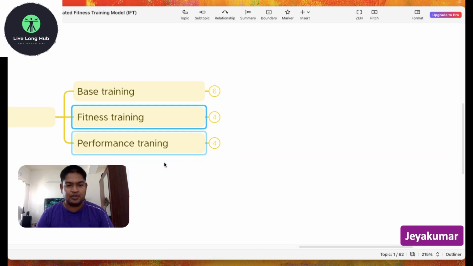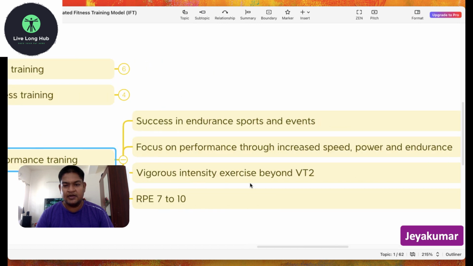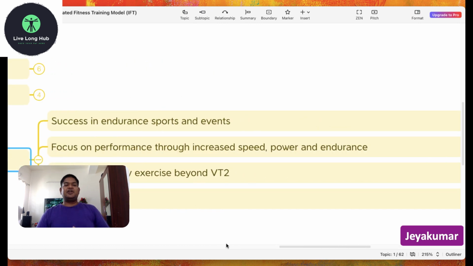The third training is going to be performance training. Basically this is required to ensure success in endurance sports and events like a marathon or any athletic events. So this is for the athletes, and it is going to improve their performance in terms of increasing their speed, power, and endurance. Here this is going to be beyond the second threshold, and it's going to be very vigorous intensity exercise, and the exertion rate is going to be between 7 and 10.